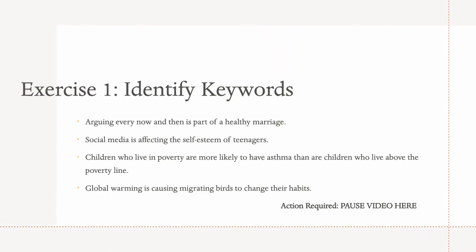Ready? Our sample sentences include: Arguing every now and then is part of a healthy marriage. Social media is affecting the self-esteem of teenagers. Children who live in poverty are more likely to have asthma than are other children who live above the poverty line. Global warming is causing migrating birds to change their habits. To have more time, pause the video to read the sentences and make your selections. Answers will be discussed in the slide that follows.